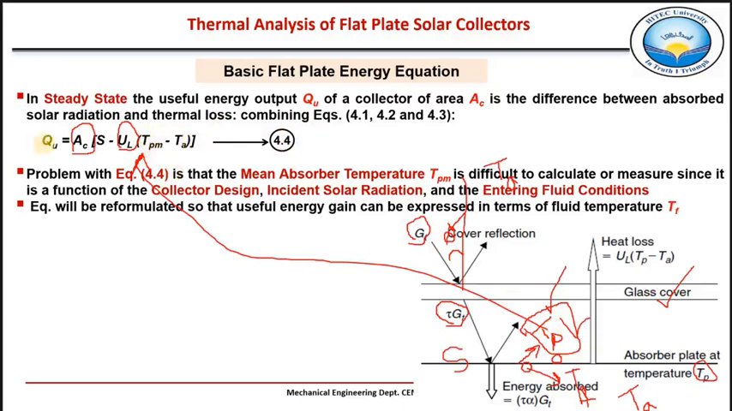So we can reformulate this equation 4.4 in such a way that TF will appear here instead of TPM, but there will be certain changes in this equation, because sometimes we are interested to know the fluid temperature at the exit of this solar collector.